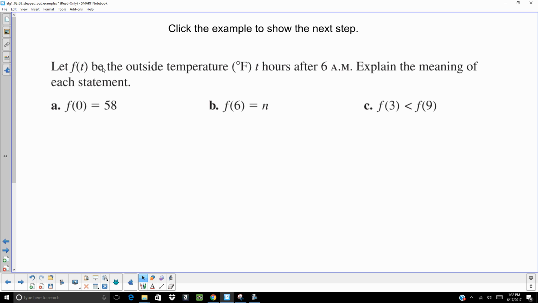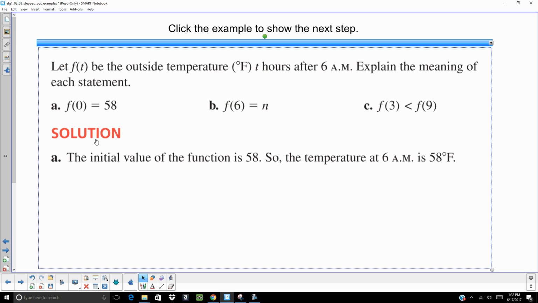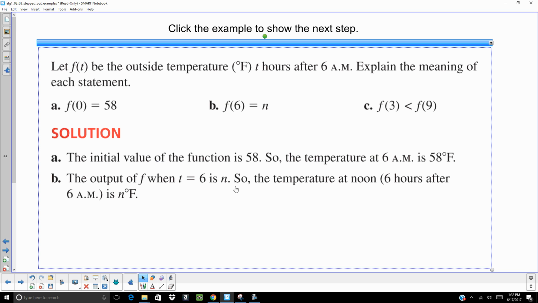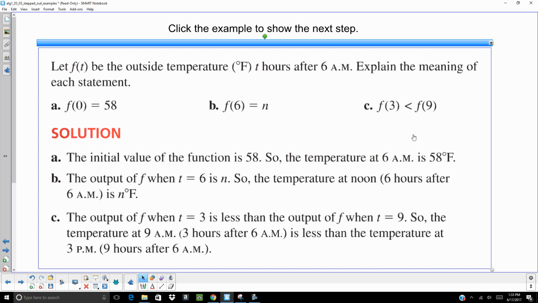So let f of t be the outside temperature t hours after 6 a.m. Explain the meaning of each statement. Well, f of 0, that means that it is 6 a.m., so the temperature is 58 degrees. F of 6 means that it's going to be 6 hours later, so it's noon. And at noon, it's n degrees Fahrenheit. When t is 3, it's going to be less than when t is 9. So at 9 a.m., which would be 3 hours after 6 a.m., it's going to be less than the temperature at 3 p.m. And I got that 3 p.m. by adding 6 a.m. plus 9 hours.